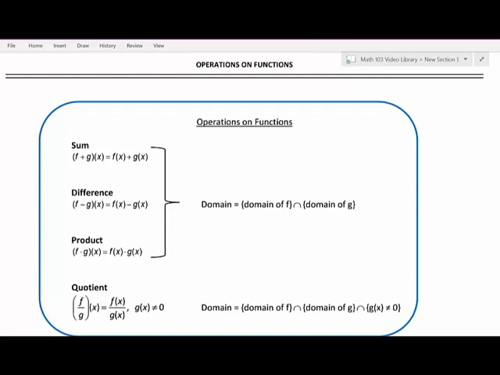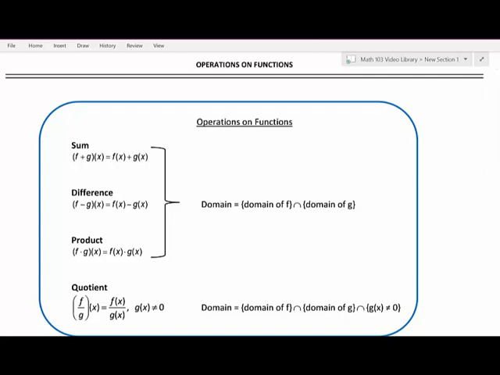Anytime we're dividing, though, we're always concerned about dividing by 0. We know we can't have a 0 in the denominator of a fraction. We know that we're not allowed to divide by 0. So we have the additional stipulation that g of x cannot be equal to 0.